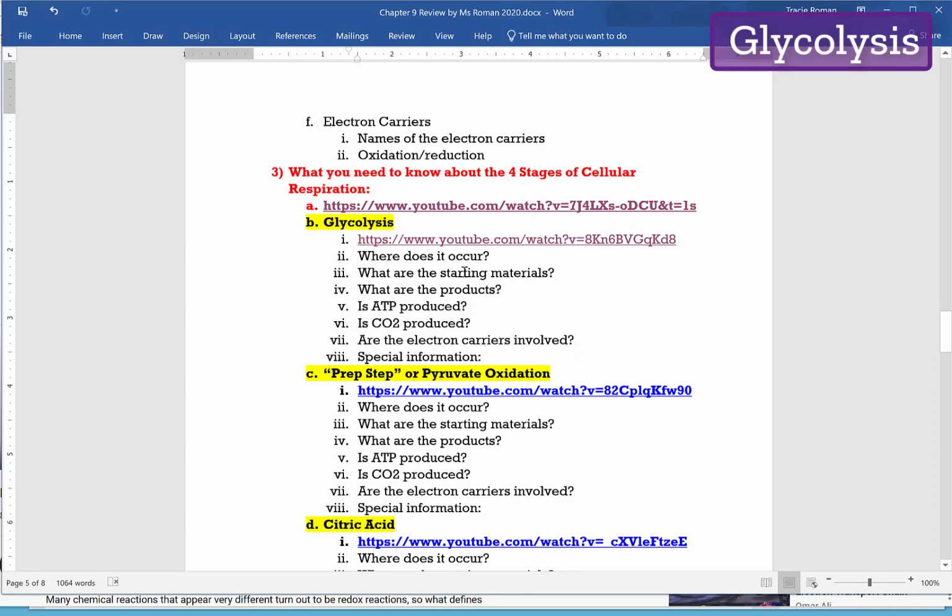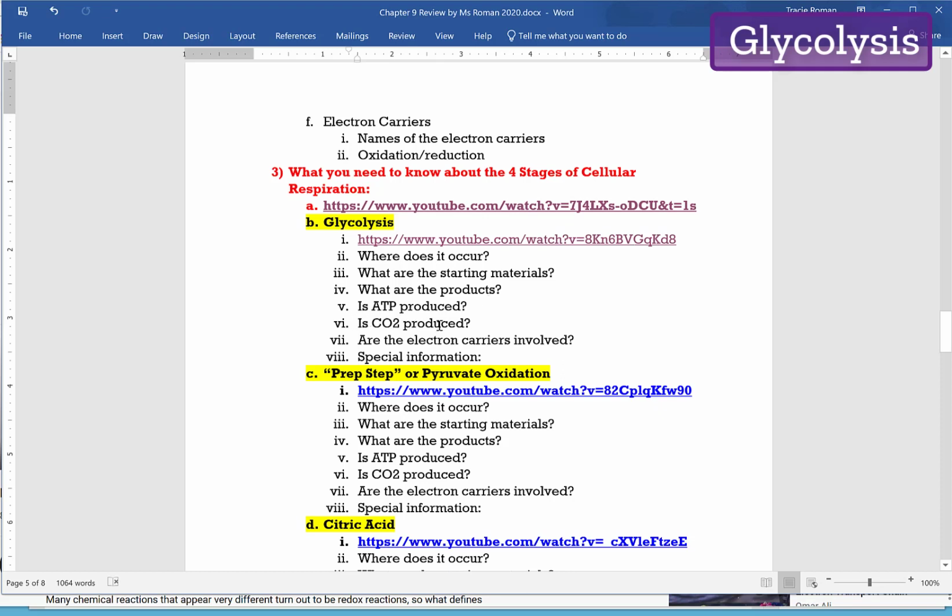All right, so we learned that glycolysis occurs in the cytoplasm. The starting materials are glucose. The products are 2 pyruvate molecules. We saw that ATP is produced here, and 4 molecules of ATP in total are produced. However, 2 are consumed, so there is a net of 2 ATP produced during glycolysis.